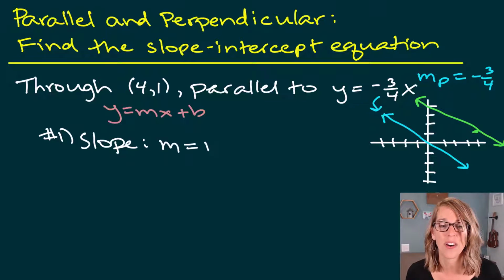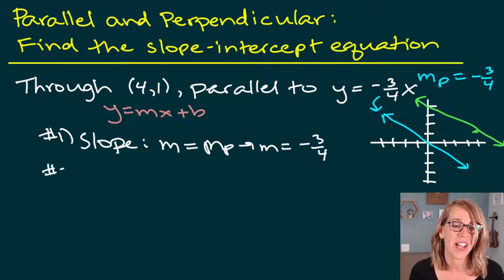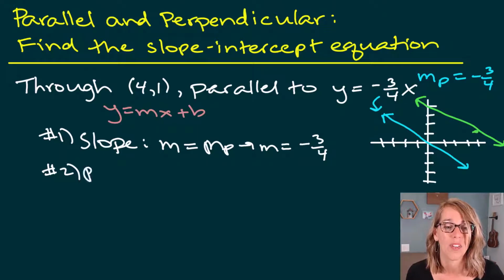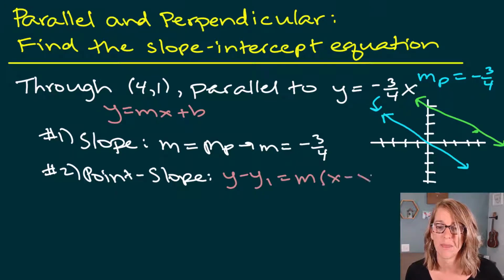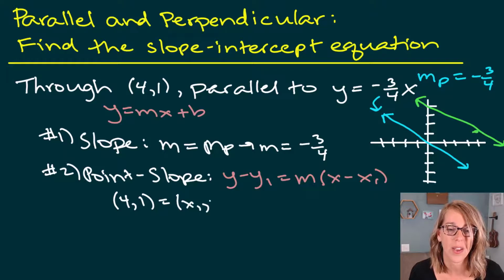I want to find the slope first, but parallel lines make it so easy. The slope that I'm looking for is the same exact slope as my parallel line. So the slope that I'm looking for is my negative 3/4. They're the same. So I've got my slope. Step number two, I'm going to use point slope to find that equation of the line, but you could also use slope intercept form. So the point slope equation is y minus y1 is equal to m times parentheses x minus x1. We're going to use the point that we were given, 4, 1, so that's our x1, y1.